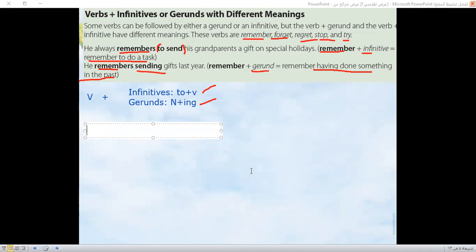Do you understand? Please tell me if you understand. Write yes in the chat. All of us? Okay, good. Thank you for telling me.